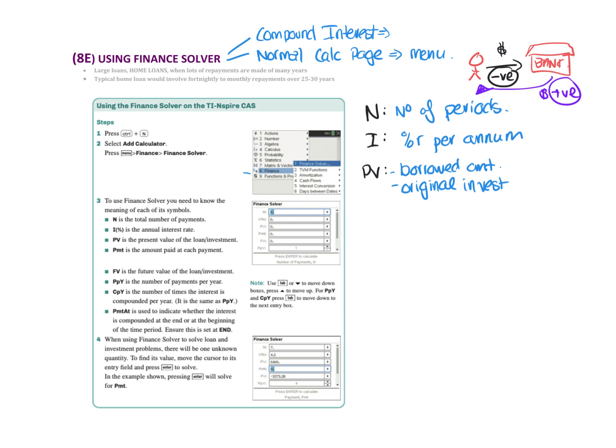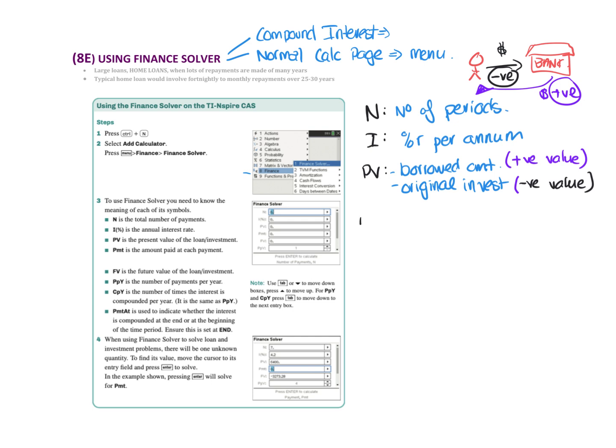So just down here, when I said PV will be your borrowed amount or your original investment: if I was investing, that would be a negative value because I'd be putting it into the bank. And if I was borrowing, that would be a positive value because the bank's giving it to me. Okay, so that's what PV is.